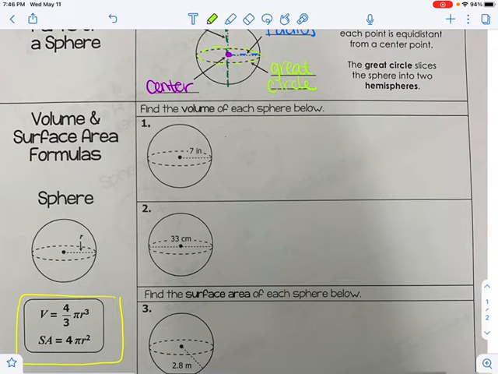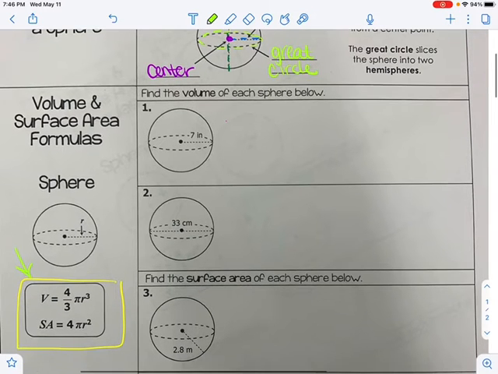So for starters, we're going to find the volume of these shapes. We're going to do surface area as well, so please pay attention to the formulas right there. They are both very similar, and it's easy to confuse them. So please pay attention if you're doing volume or surface area. The biggest way to remember is volume has a fraction.